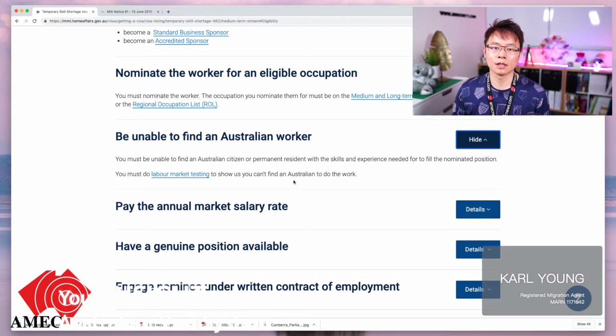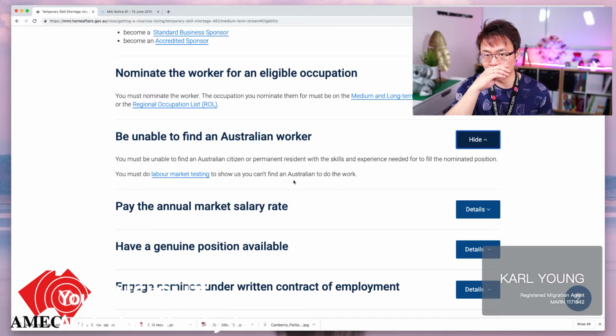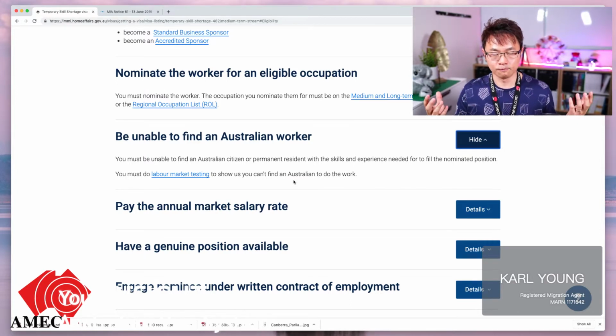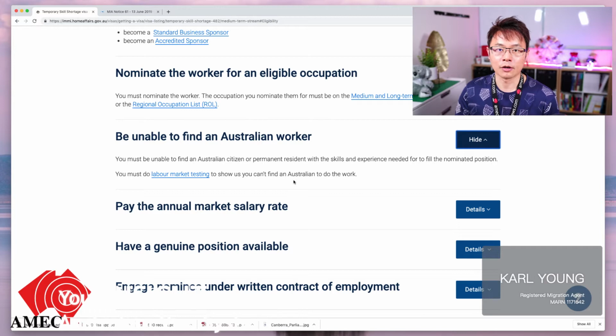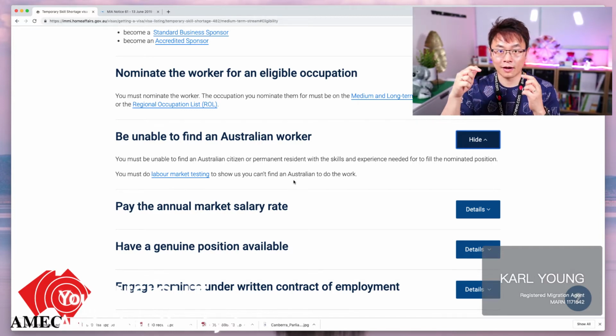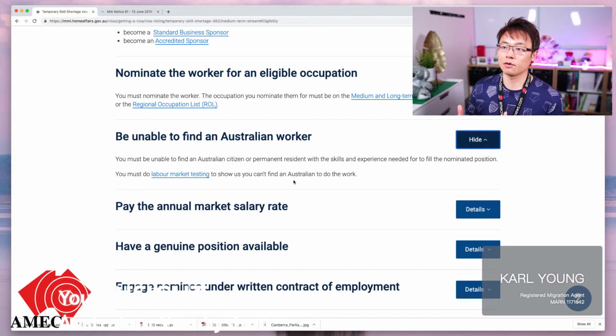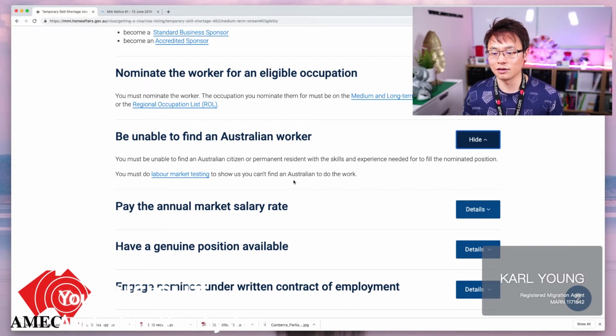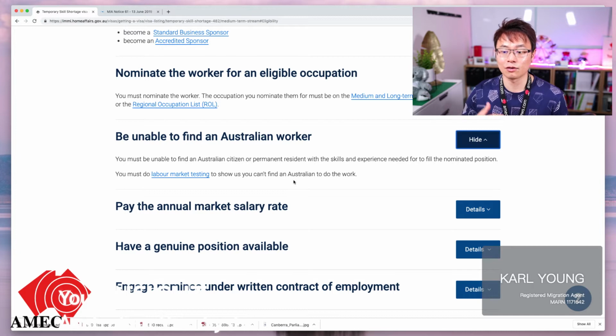It doesn't have to be a very complicated report, but you have to show that interviews took place, which a trained migration agent should be able to help you out with. Okay, and you have to show that the CVs of these candidates received are not eligible to meet the skill set that you require.